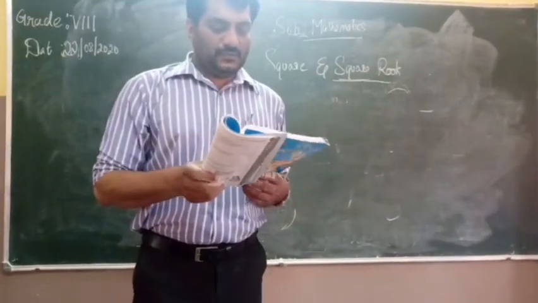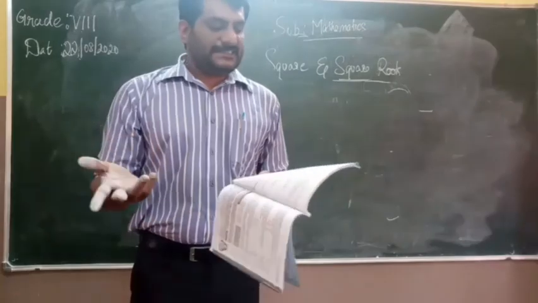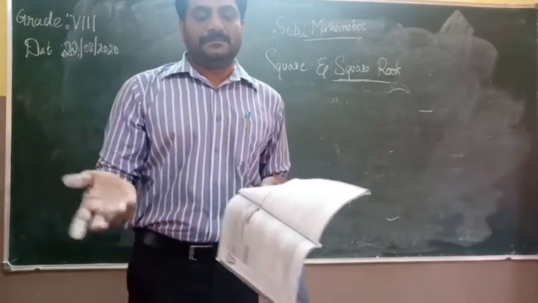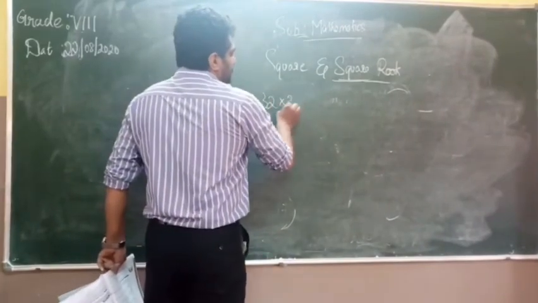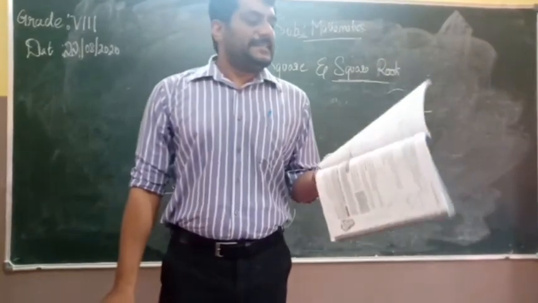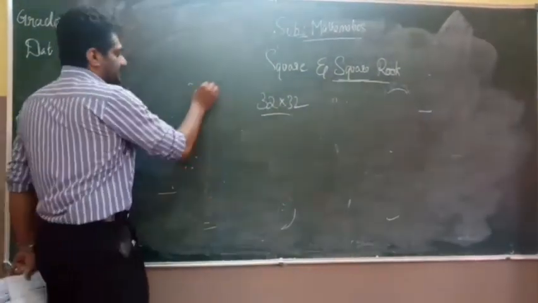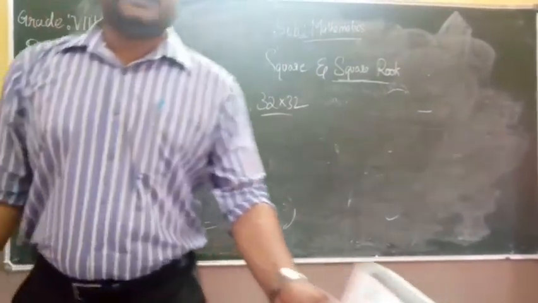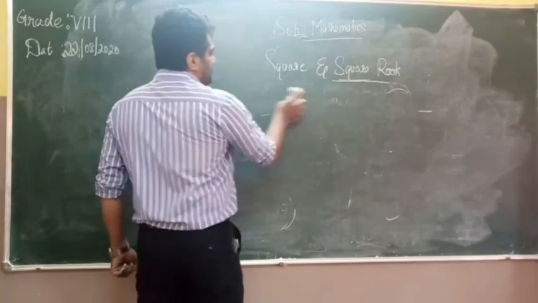Exercise 5.2. Find the square of the following numbers. Square is nothing but just multiplying the same number. The first one is 32. Multiply 32 by 32, and you will get the square. Next one. Write a Pythagorean triplet whose one member is 6. They are telling you to write a Pythagorean triplet whose one of the members is 6.